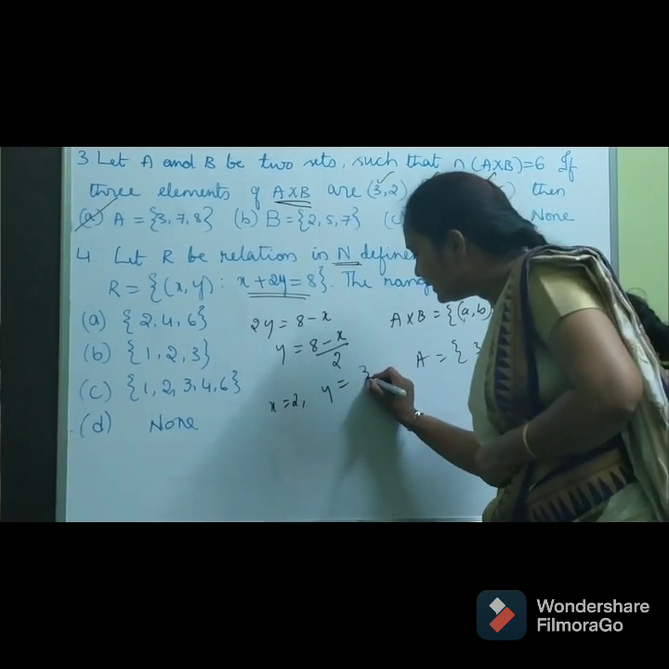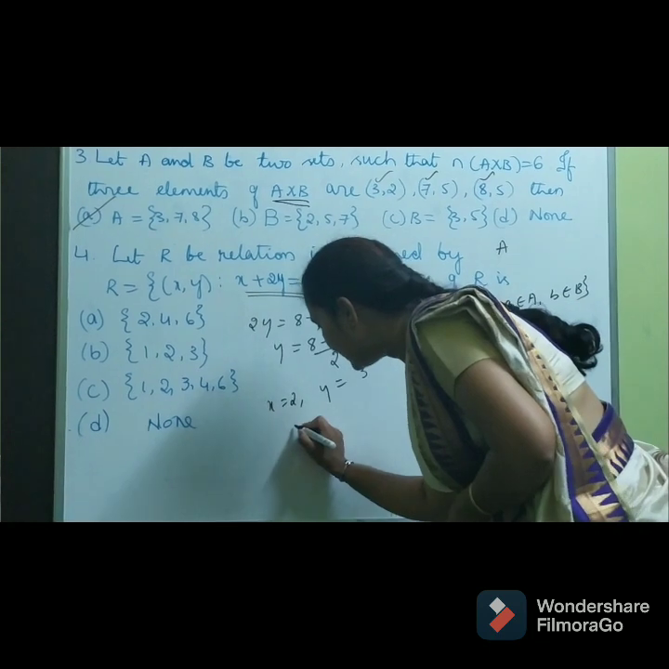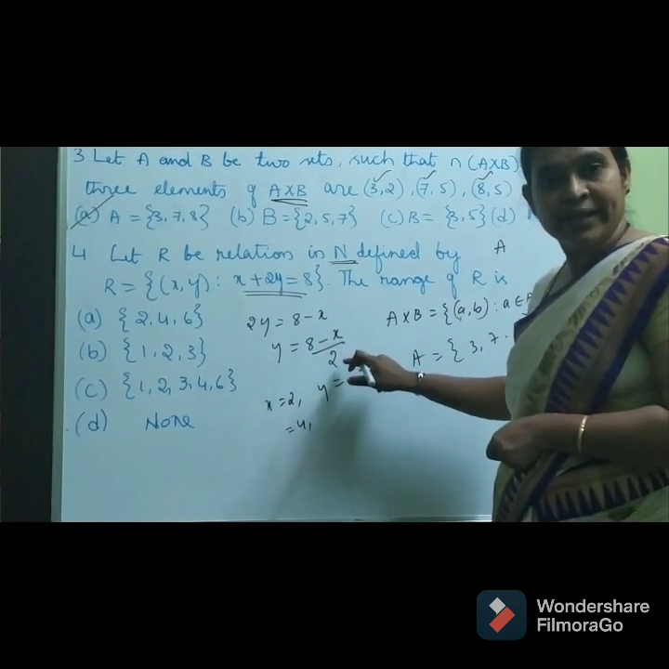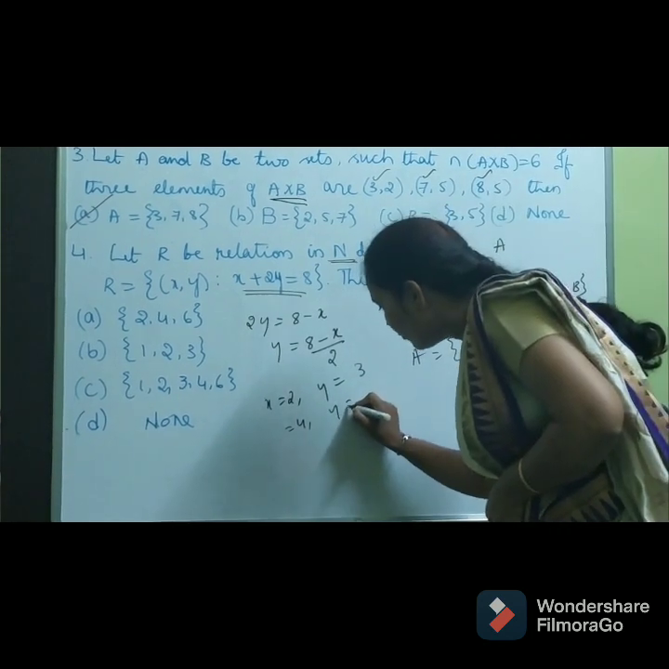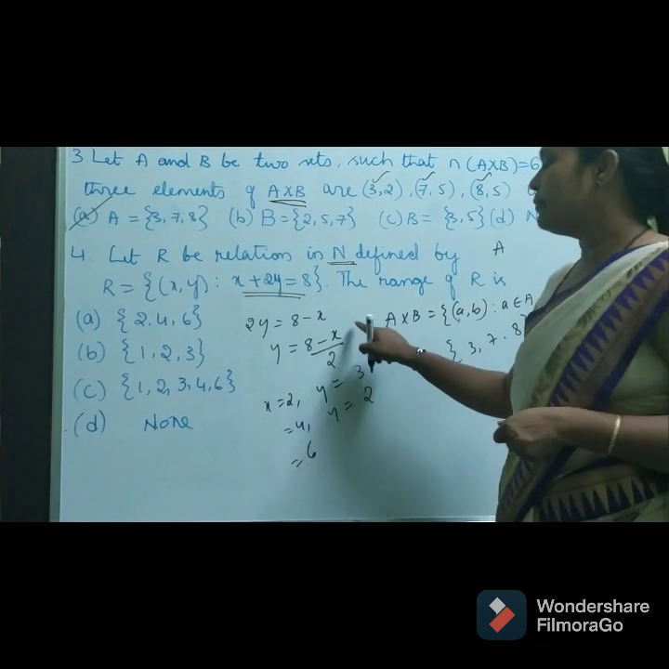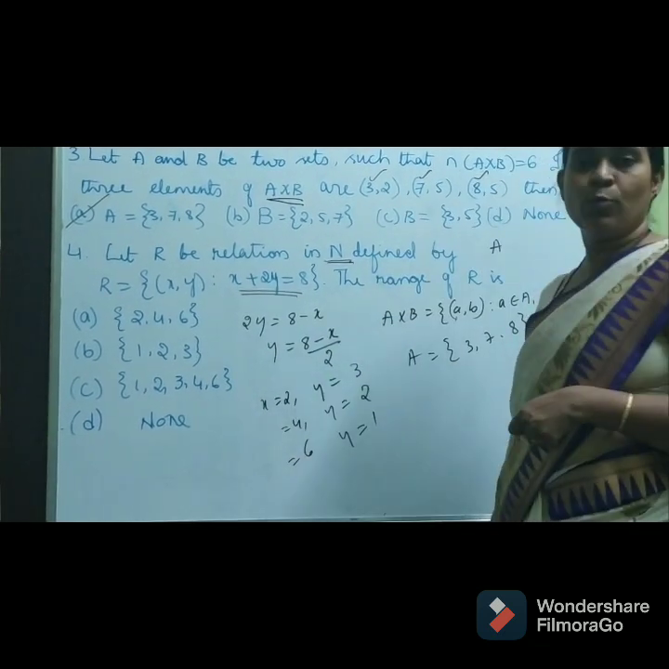6 by 2 is 3. You cannot take 3. Go for 4. X is equal to 4. 8 minus 4 is 4. 4 by 2 is 2. So, y is equal to 2. After 4, you have to take 6. 8 minus 6 is 2. 2 gets cancelled. Y is equal to 1.